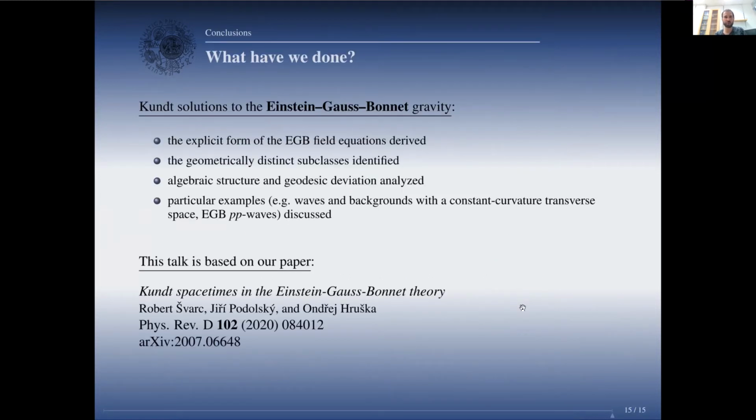Okay, so this is my summary. We have discussed Kundt geometries within the Einstein-Gauss-Bonnet gravity. We derived the explicit form of the field equations, identified 3 subclasses, discussed geodesic deviation and algebraic structure, and we have also discussed some particular examples such as waves in a background with constant curvature or Einstein-Gauss-Bonnet pp-waves. More details can be found in our paper. So that's all, and thank you for your attention.